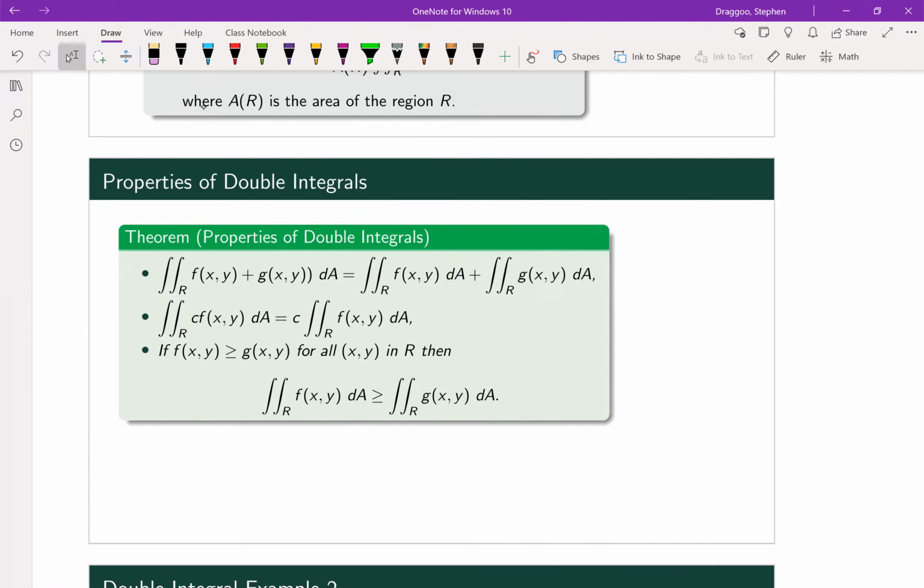And if we have that some function f is greater than or equal to a function g for all points in our region, then we know that the double integral of f will be greater than or equal to the double integral of g for that whole region.